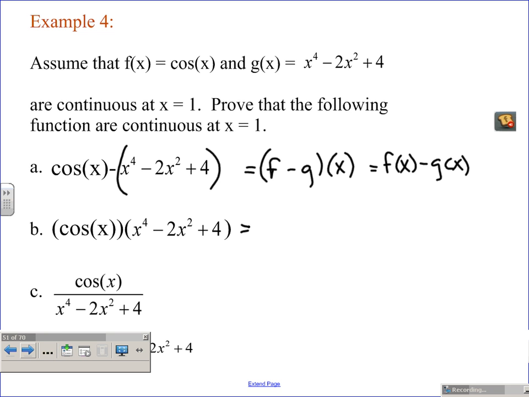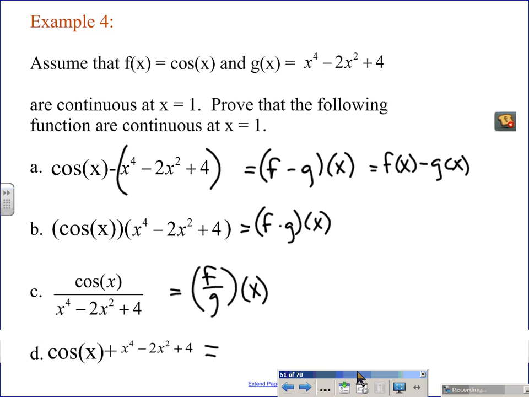So for b, this one can be written as f times g of x, and therefore it is continuous at x equals 1. This can be rewritten as f over g, the quotient, and so it is continuous. And the last one can be rewritten as f plus g of x. And so it is continuous.